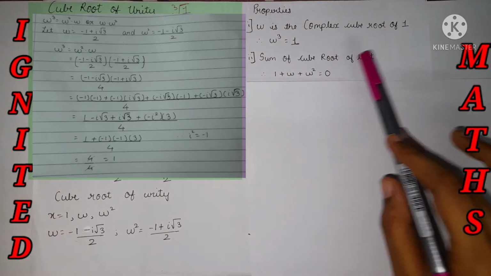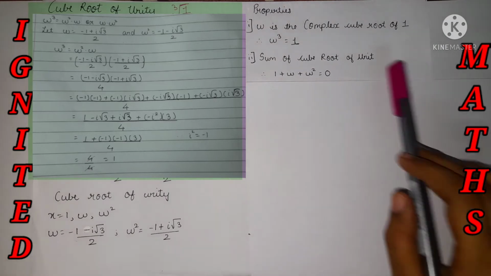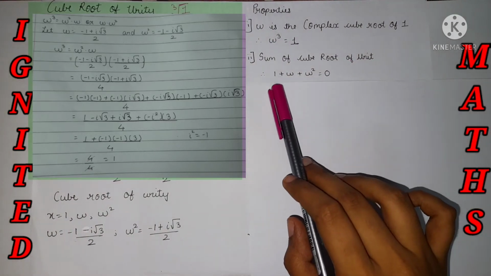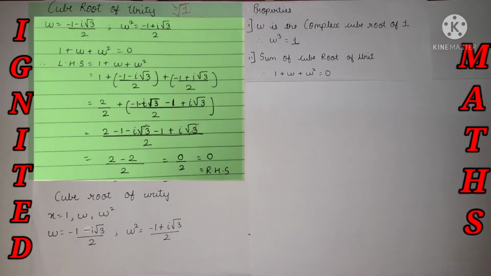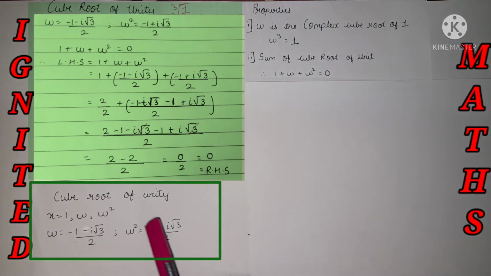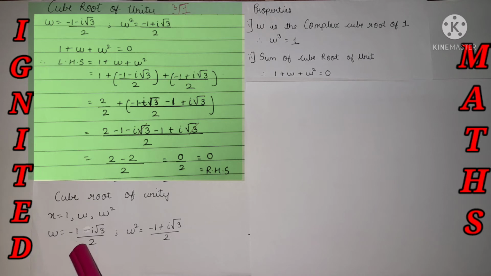The second property is the sum of the cube roots of unity, which says 1 plus omega plus omega square is equal to 0. How did it come? Yes, the first question will occur. No problem, I am going to show all the construction part on my left hand side. Yes, here is the solution for it. Omega square is over here, omega value is over here. Just put the values and we will get the value as 0. I have shown it on the left hand side, but still try it, and we will get the same answer.